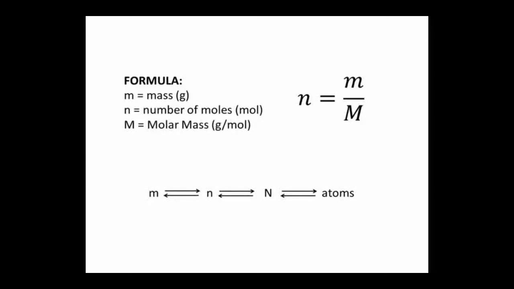Here from this formula we can also find mass in grams. So by rearrangement of the formula, mass in grams equals number of moles times molar mass. Okay, we can rearrange this formula, but actually to find out the number of moles for any atom, molecule, or formula unit, the formula is always n equals m by M, that is number of moles equals mass in grams divided by molar mass.